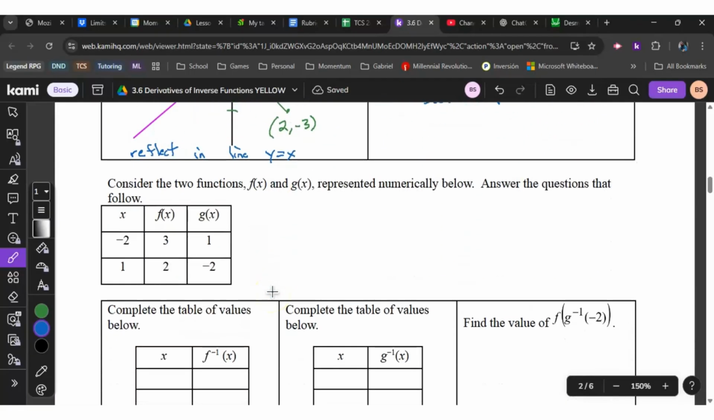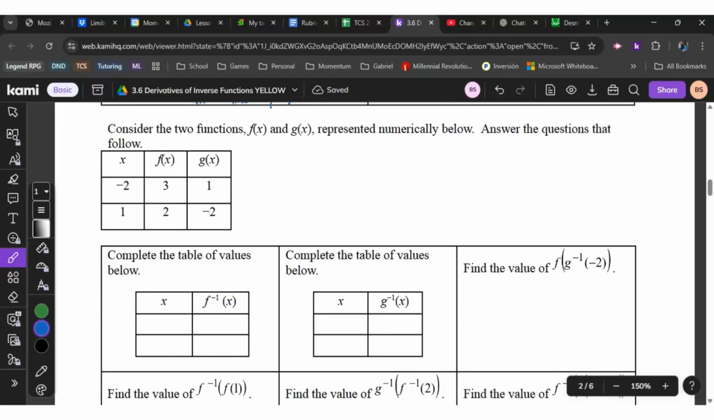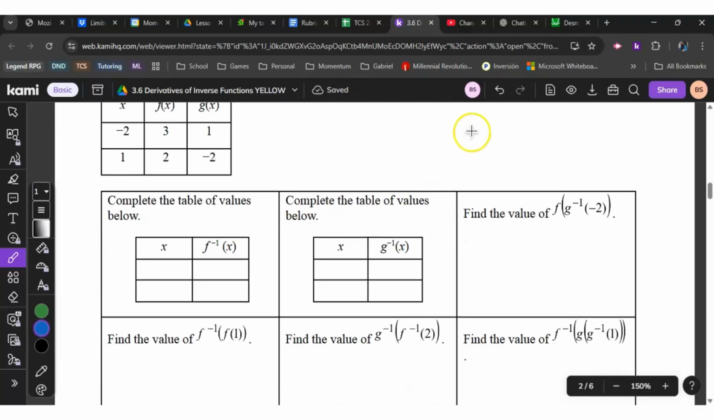Consider the two functions f of x and g of x represented numerically below. Answer the questions that follow. All right, let's see if we can get it all on the same page here. So, complete the table of values. X is 3, and f inverse would be -2, because we switched x and y.